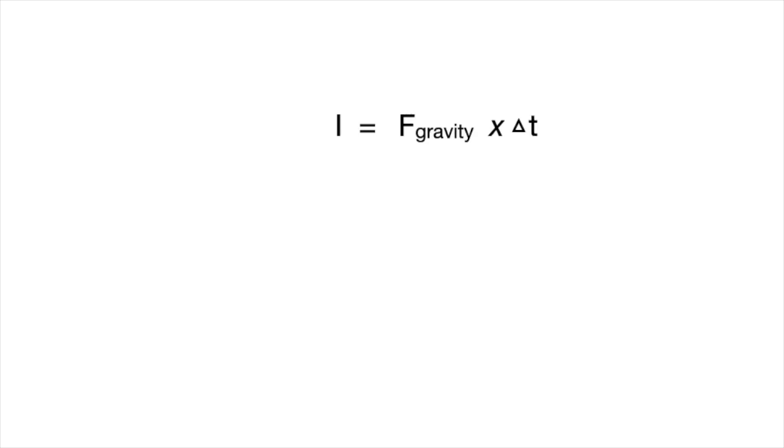Now let's relate all of this to gravity. We can rewrite this equation, I equals the force of gravity times delta t, as follows, using Newton's universal law of gravitation. Now let's divide both sides by m to get the specific impulse.